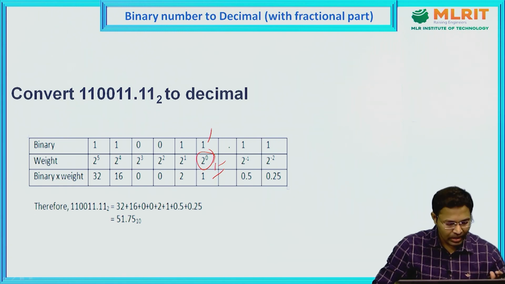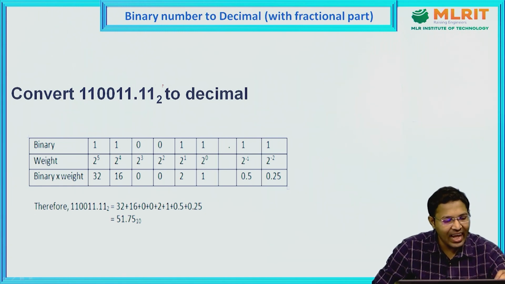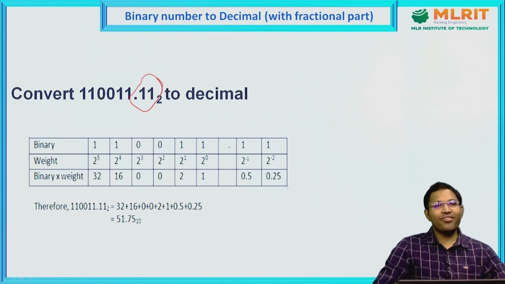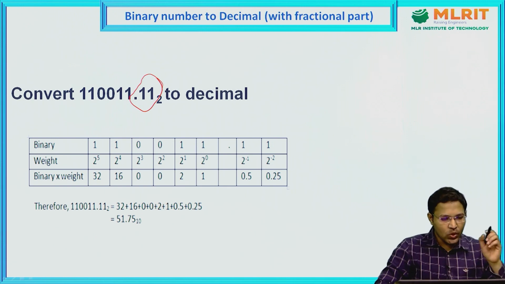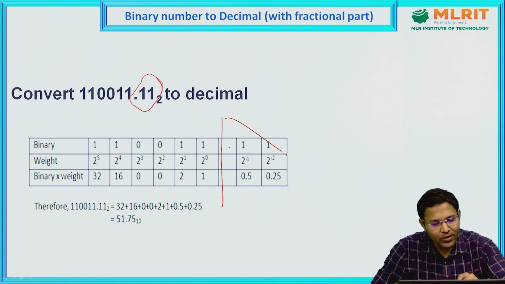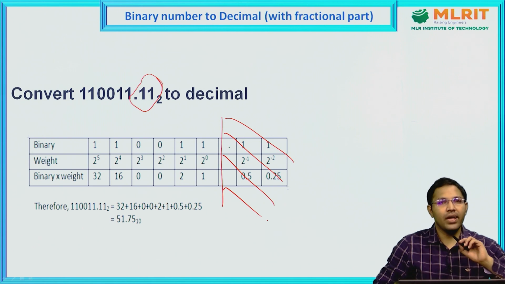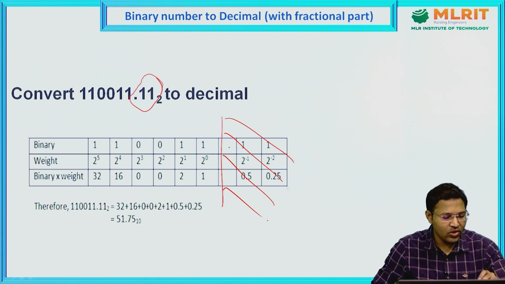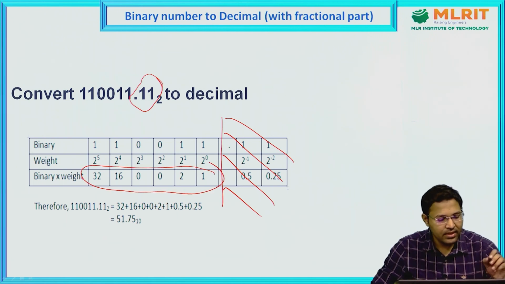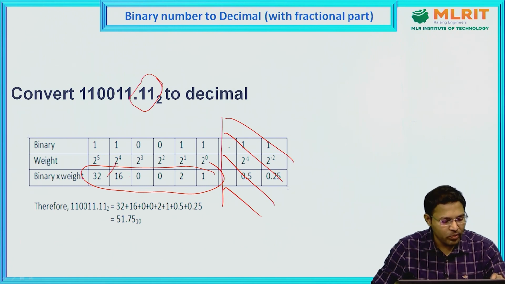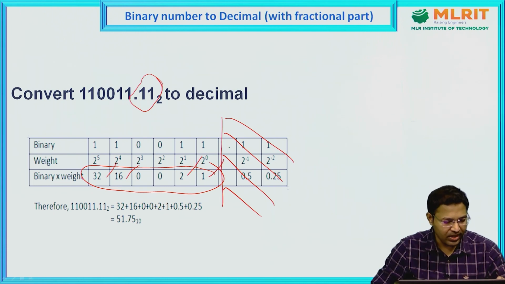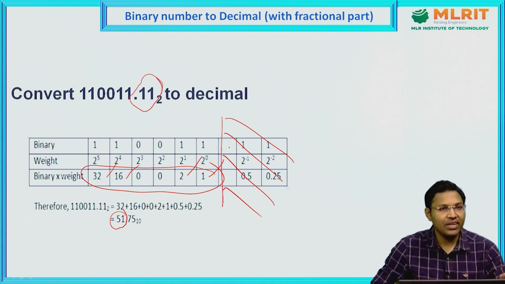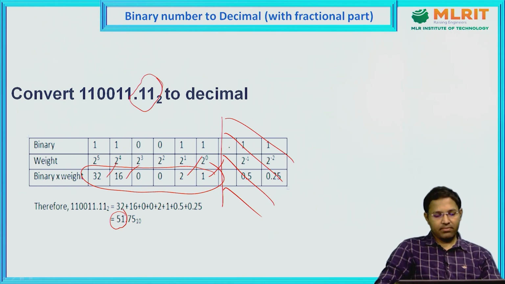Fine. Now suppose if we didn't have this part, if the question only said 1 1 0 0 1 1 to the base 2, then you don't need to write this part. And what you will do, you will simply add up all these. So 32 plus 16, that should be 48, plus 2, 50, plus 1, 51. So we are going to get only 51 to the base 10, right?